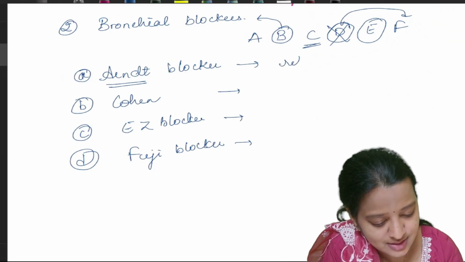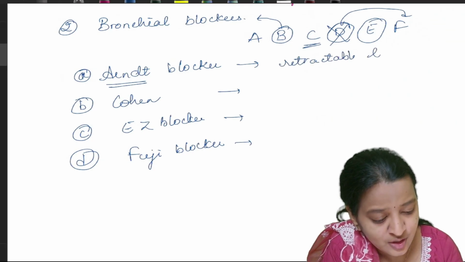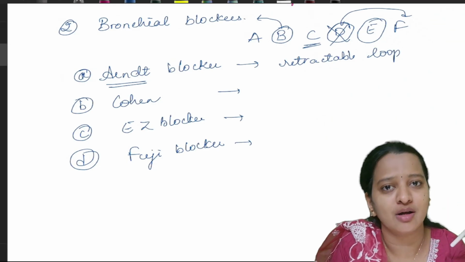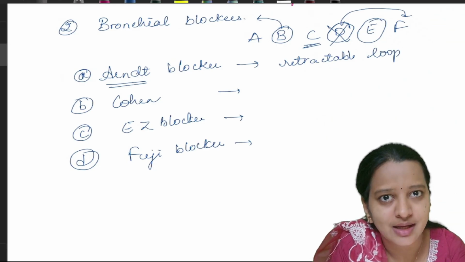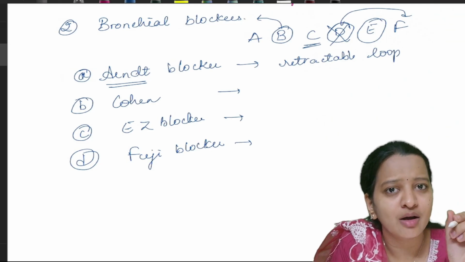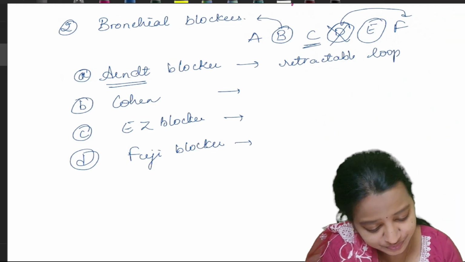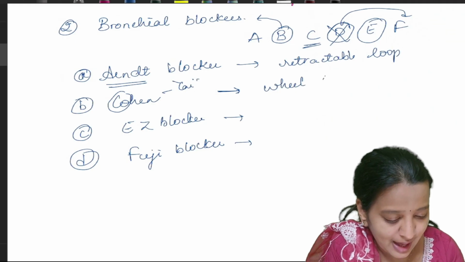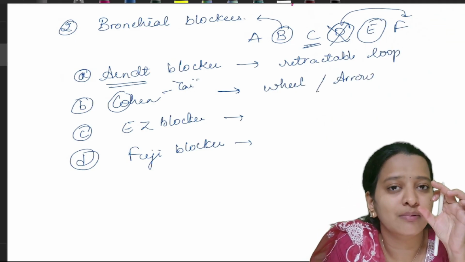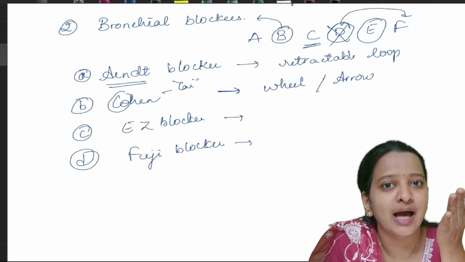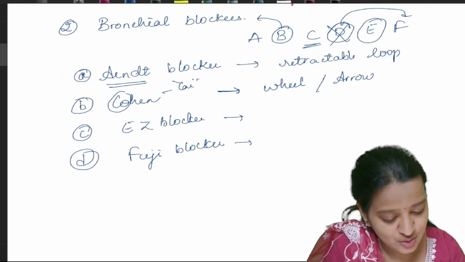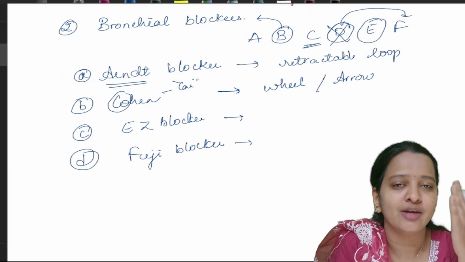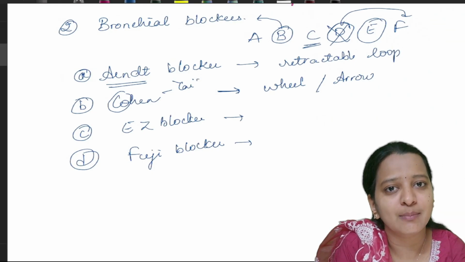And the blocker has a retractable loop. All these help us to direct the blocker into the specific bronchus. Okay, so if I wanted to block the right side, there has to be something which directs my blocker into that specific bronchus, right? So what is Cohen? By Cohen, you have to remember car. So it has a wheel at its tip and an arrow at the bronchial blocker cuff, so that I'll know, depending on the arrow, onto which side my blocker has gone.